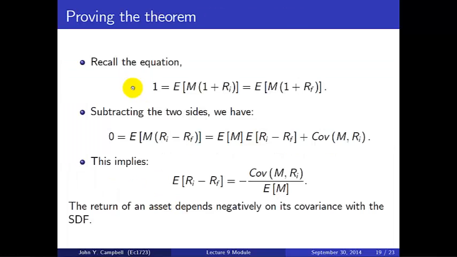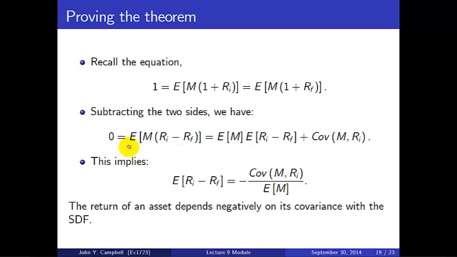Okay, so let's prove the theorem. Now remember that we have this equation. 1 is the expected product of M and any gross return. So let's subtract this from this, then we'll get 0 is the expected product of M and the excess return on i, R_i minus R_F.